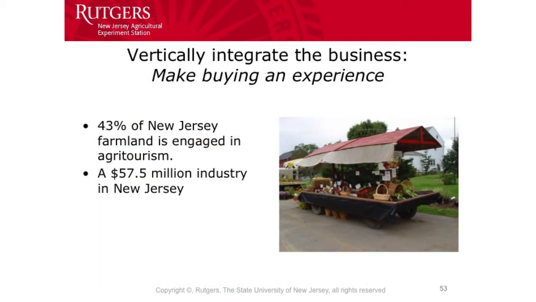Or integrate vertically, take more up and down the market chain. Like I said, the last survey was 43% of New Jersey farmland is in agritourism. It's probably even more now. And it's a big business.